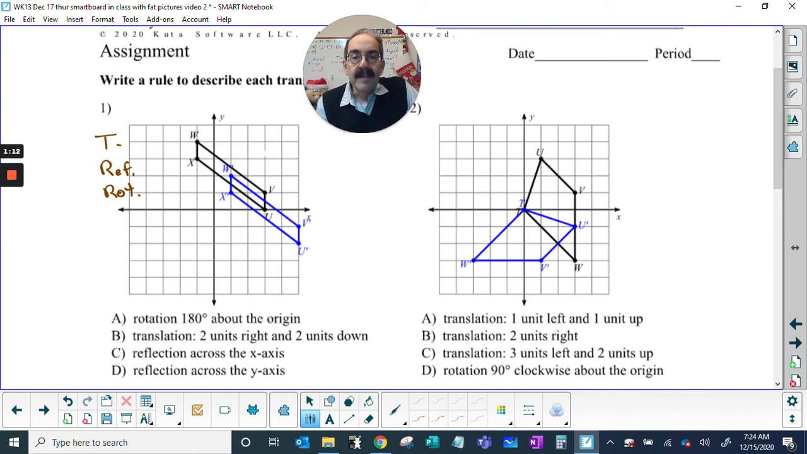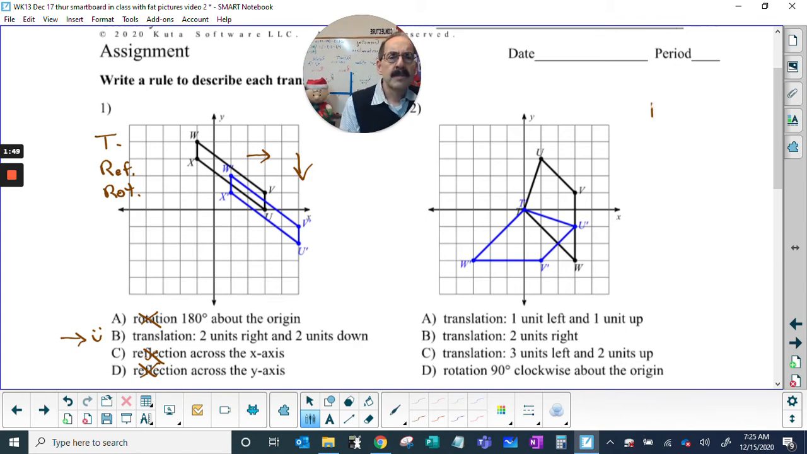Now, each person can make a prediction on what they see. I think in this case, to the right and down. Okay, let's go see. Rotate 180 degrees about the origin. Whoa, no way. That would put it down here. Translate 2 to the right, 2 down. I like this. Reflect the X, no way. Reflect the Y, no way. I really like B.